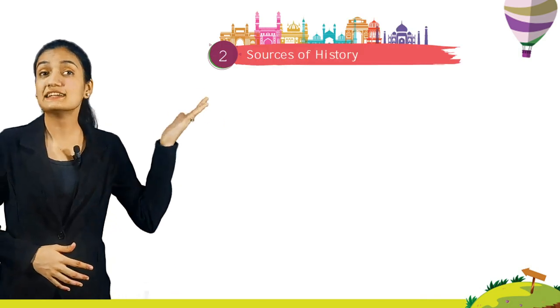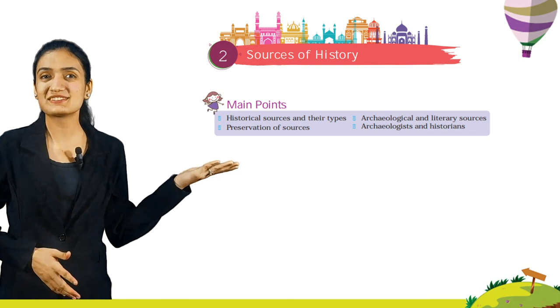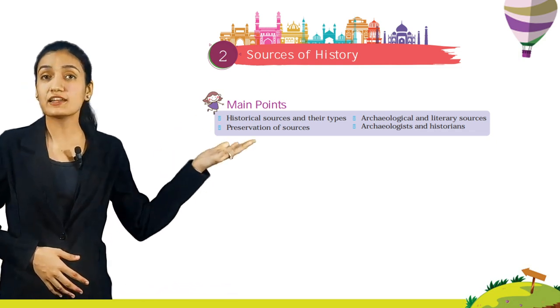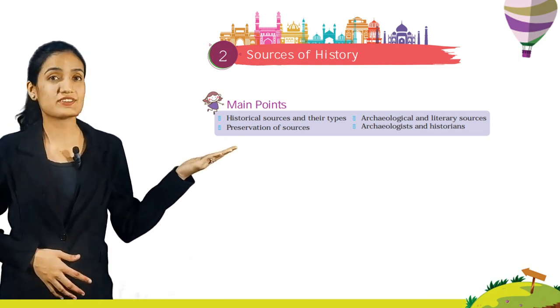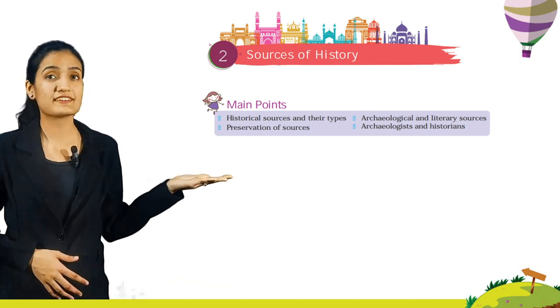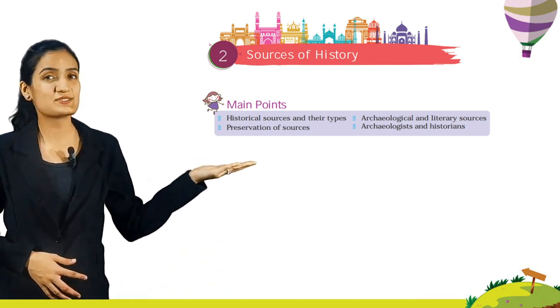Today we are going to start with Chapter 2, that is Sources of History. And the main points are historical sources and their types, archaeological and literary sources, preservation of sources, archaeologists and historians.